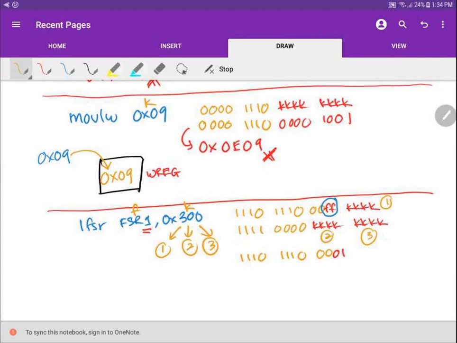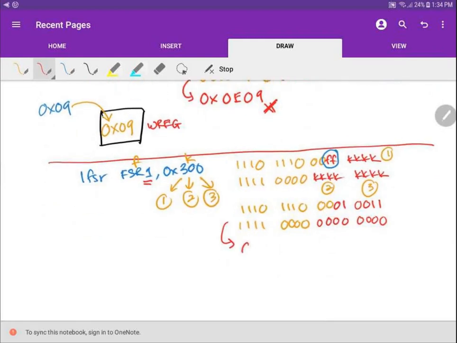Is that okay? So what is the K value for the first digit? 0011. Then the bottom one, 1111 0000. And the second digit is 0. The third digit also 0. So we keep it in hex. This will be hex E13. This is F000. So here you can see few things.